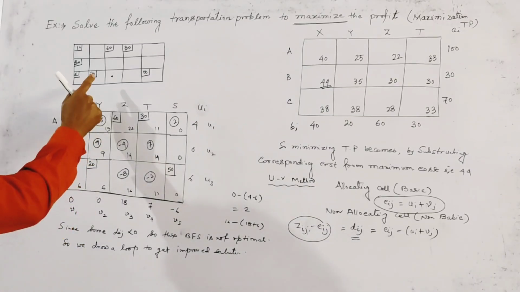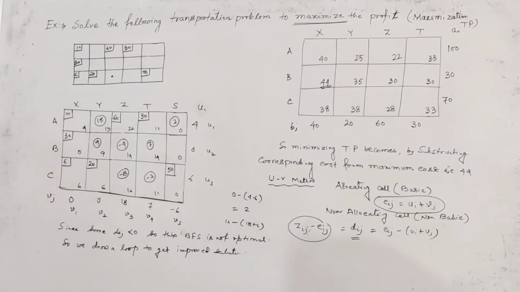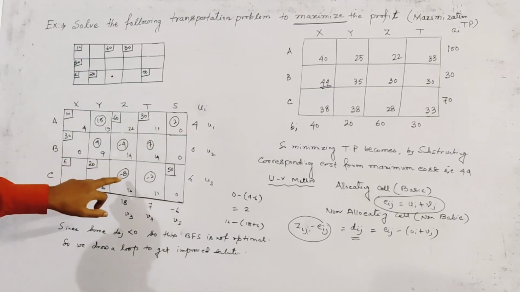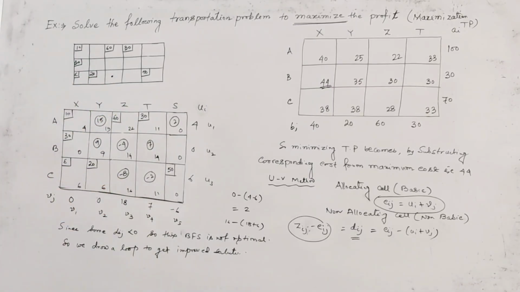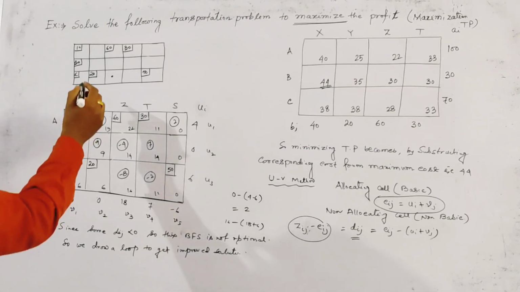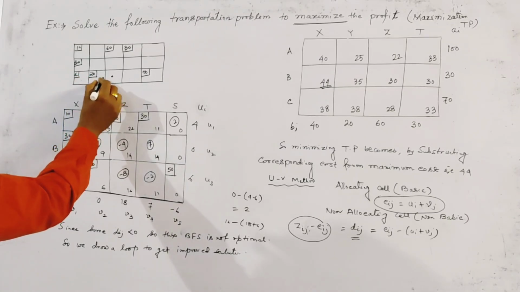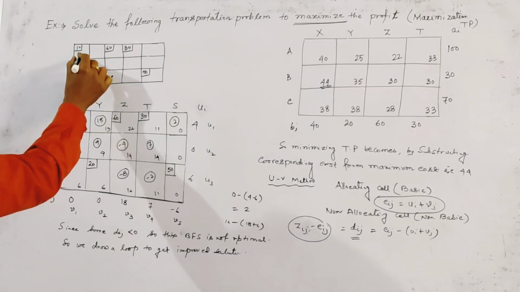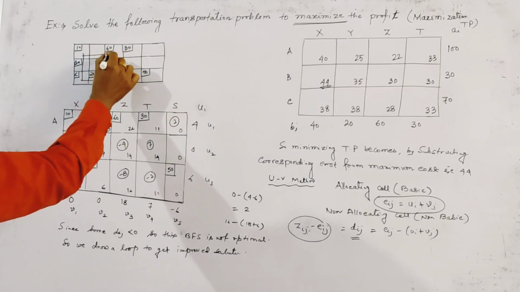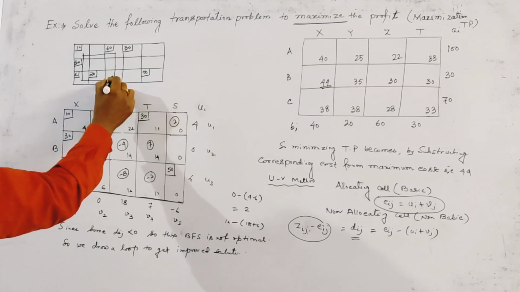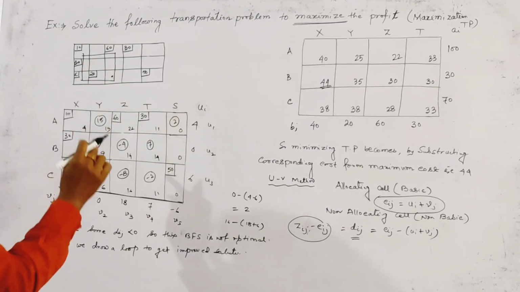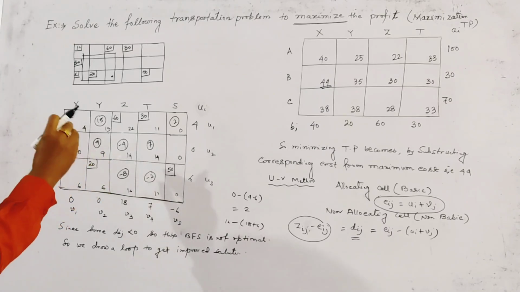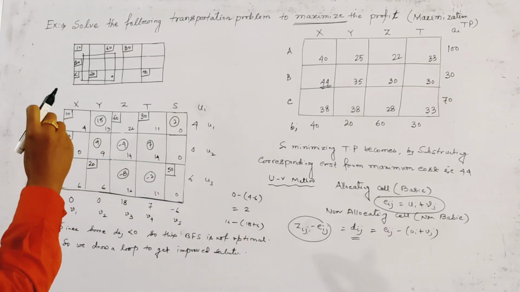We draw a table to form a loop. This is the most negative position of net valuation. This is minus 8. Now we draw a loop like this from this cell to this cell, and we go from this cell to the upper cell and again from here to here. Most negative net valuation means there we get a new allocation.